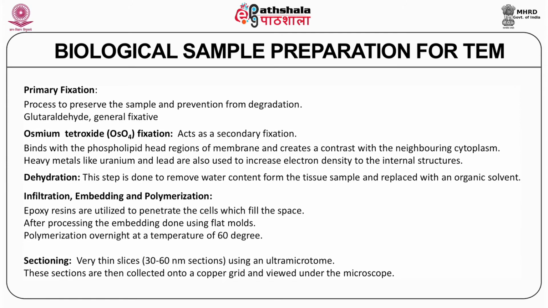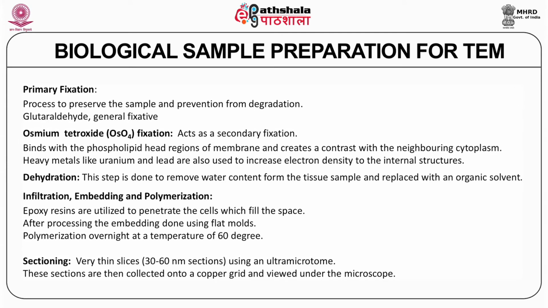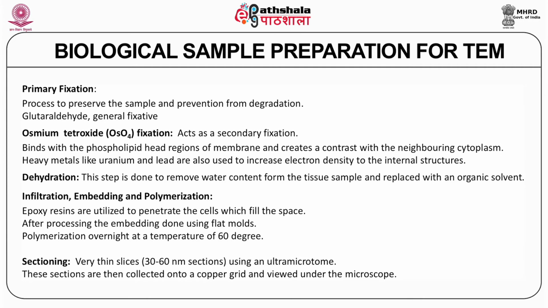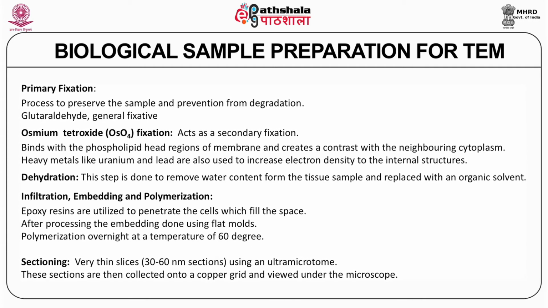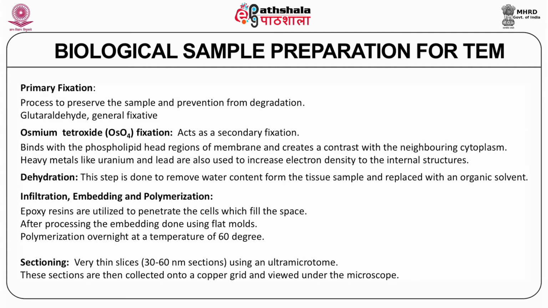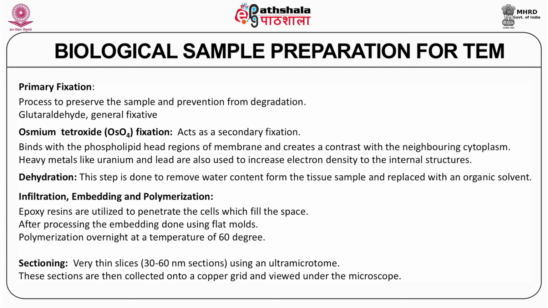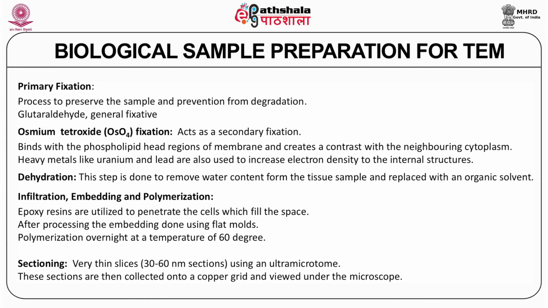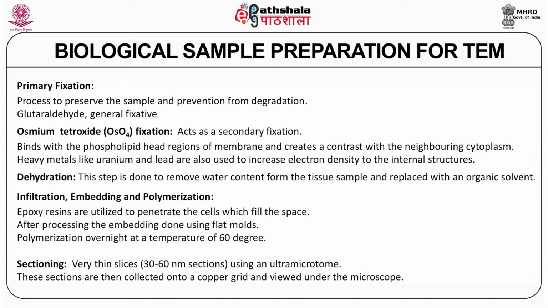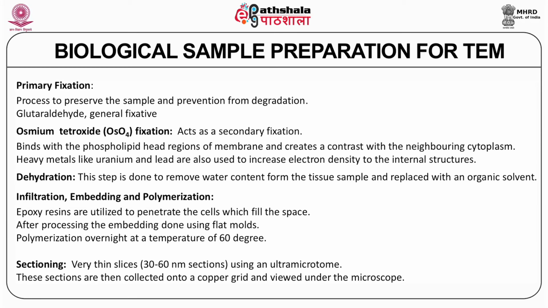After processing and embedding into the flat molds, the next step is polymerization, in which you use a resin and keep it overnight at a temperature of 60 degrees. So now the sample is fixed, heated and stabilized. Then you take sections. The sections are slices of 30 to 60 nanometer thickness, which you cut with an ultramicrotome, and these slices are fixed onto a copper grid.